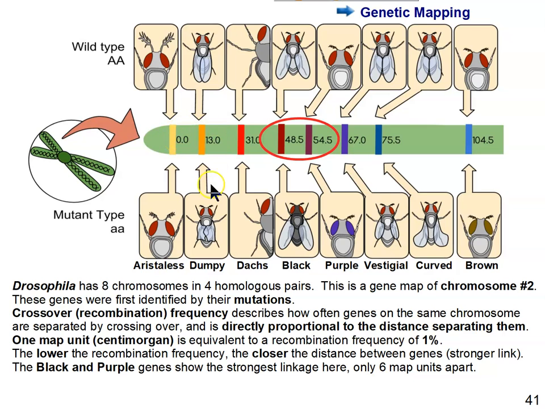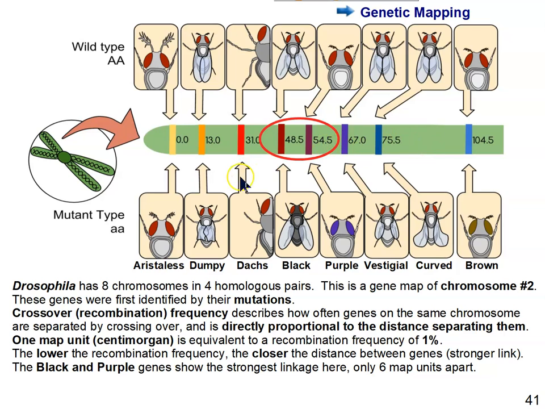So this first dumpy gene here separates from Aristillus 13% of the time. So it's 13 map units or centimorgans from Aristillus. Dox separates from Aristillus, or is separated by crossing over, 31% of the time. So it's 31 map units from Aristillus, and so on.